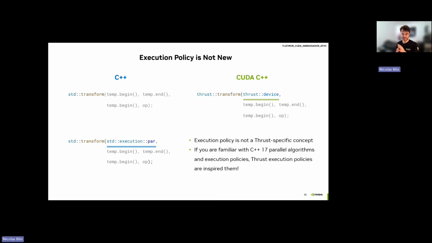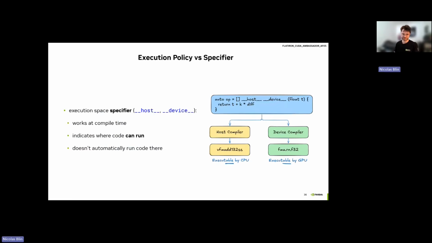That's the same for Thrust with thrust::device. You're just saying to Thrust, hey, this algorithm, this op thing, can you actually run it on the GPU? So you're just specifying where the computation should happen, either on the CPU or on the GPU. So it's important to understand the difference between the execution specifier and the execution policy.